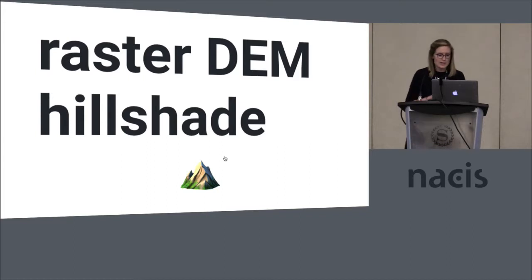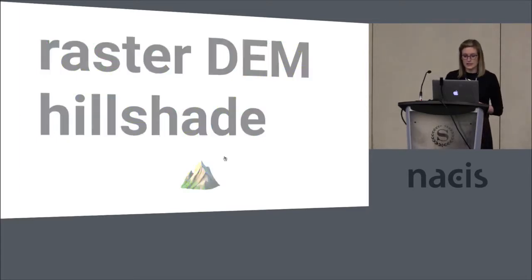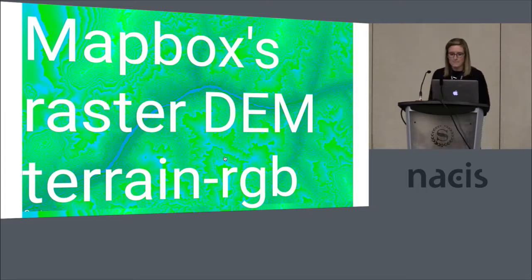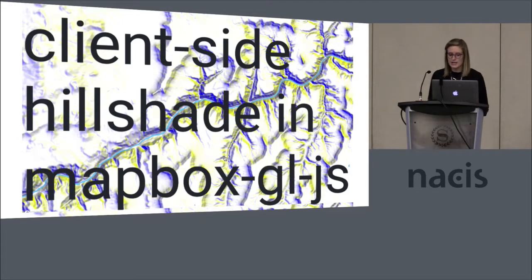The next feature is something that I worked on for the past couple of months, so I'm really excited to share with you. This is the raster DEM hillshade layer type. So Mapbox started offering this terrain RGB tile set, which is a digital elevation model, last year, and it's been used so far primarily in our Unity SDK for making augmented reality games, but we're adding support for client-side hill shading in Mapbox GL.js and eventually Mapbox GL native as well, using those tile sets.